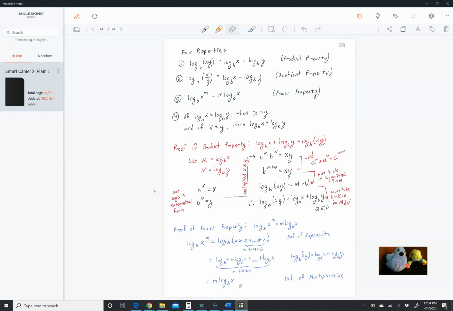QED, because we're done. The left side is equal to the right side. Okay, so that's the proof of the power property. There is another proof. If you're interested, just send me an email and I'll show you the second proof. It's a little bit more like this one up here. Okay, I just don't want to take the time in this video. But there is another way to prove the power property.